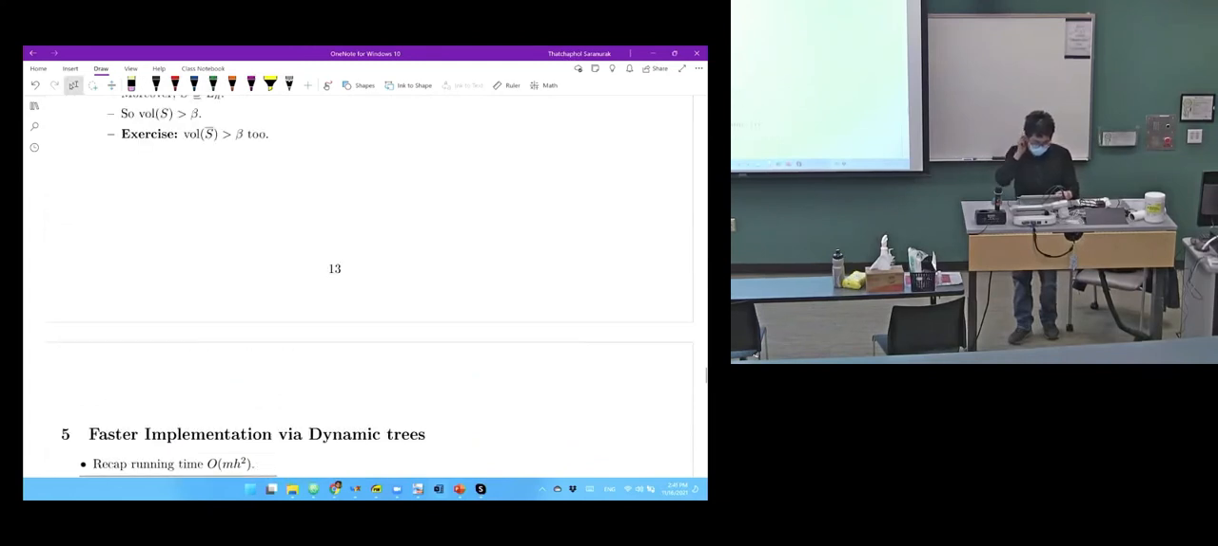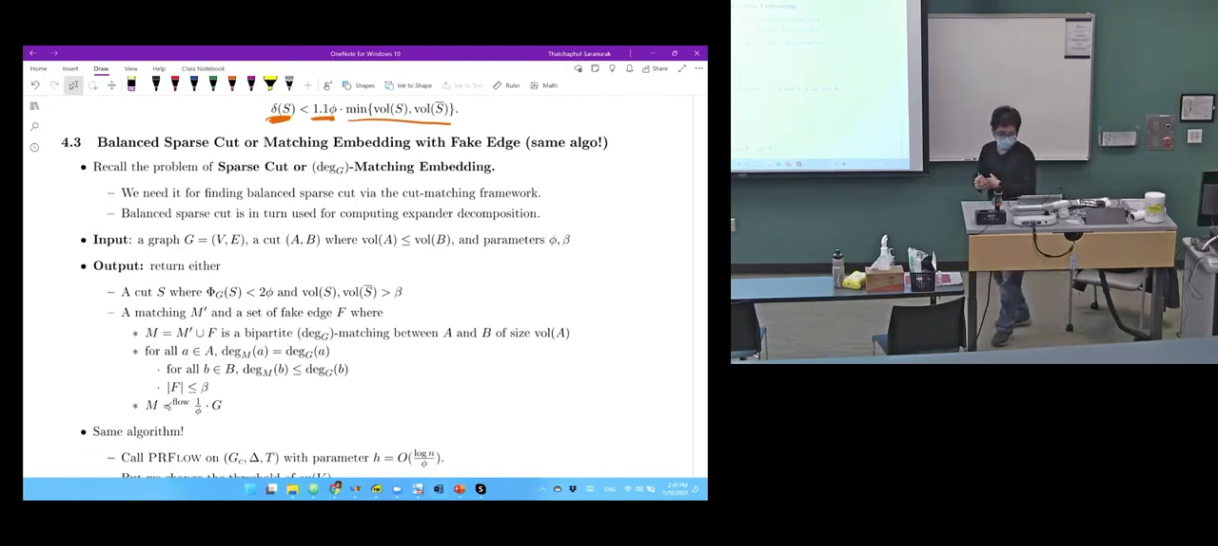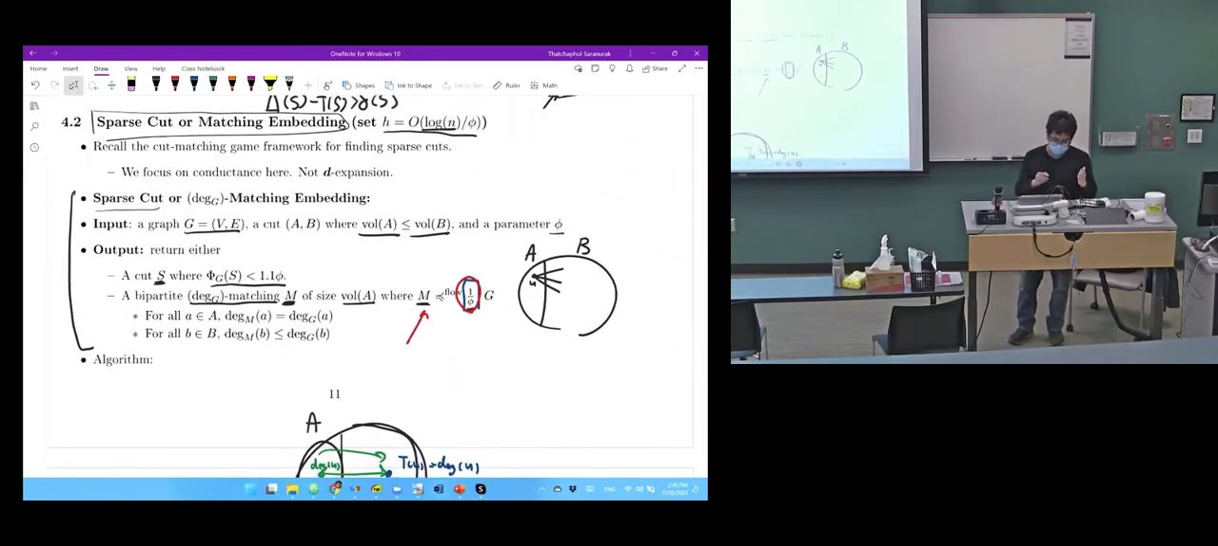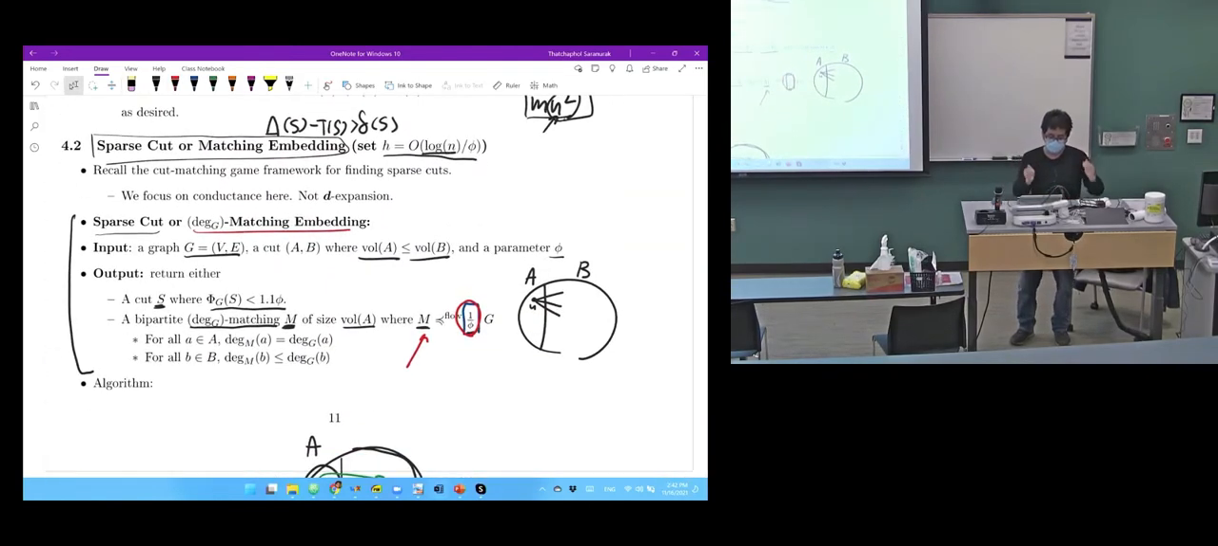So now what we got here is that we can either find a sparse cut or embed a matching. So this is really just a step for the matching player when you apply the cut-matching game. When you want to find some phi-sparse cut, you just call this thing log n times or log squared times.